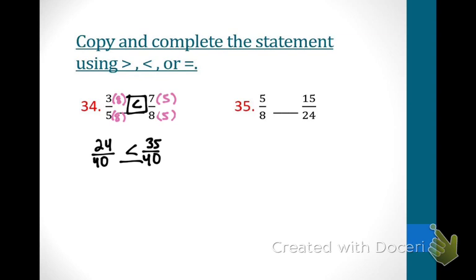Okay, what's my common denominator for number 35? 24. How do I get from an 8 down to a 24? Multiply by 3. Remember, whatever you do to the bottom, you also have to do to the top. And what's your new fraction? 15 over 24. 15 over 24, which we can see is going to be the same here. So what's our sign? Equal to. 5/8 is the same thing or equivalent to 15 24ths.